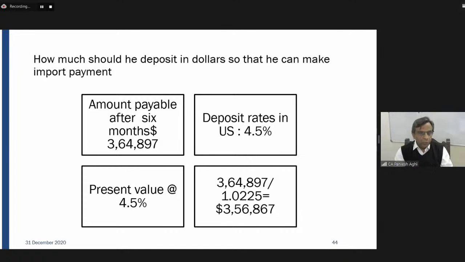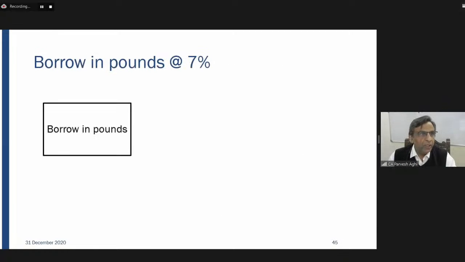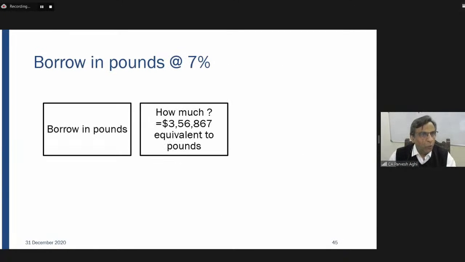But how he's going to do that? He is going to first borrow money in pounds. And how he's going to do that? Borrow in pounds. How much? 3,56,000 equivalent to pounds.